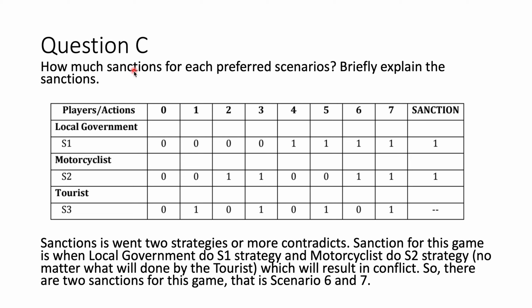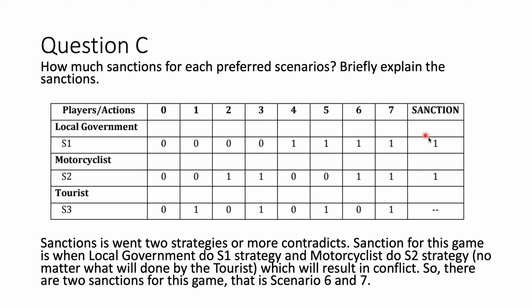Next, for question C, how many sanctions are there for each preferred scenario? A sanction is where two or more strategies contradict. For this game, this is the tally that we did before. The sanction exists between local government and motorcyclists, because local government wants to limit the number of motorcyclists, but the motorcyclists want to reduce the trip fare. So as we can see here on scenarios 6 and 7, there is a sanction, because the local government limits the number of motorcycles, but the motorcyclists want to reduce the trip fare. There's a conflict between them.